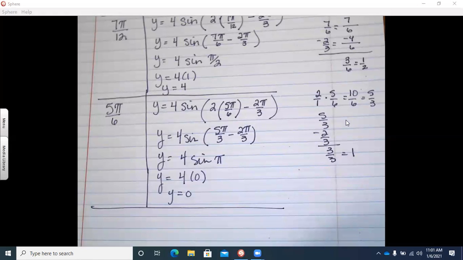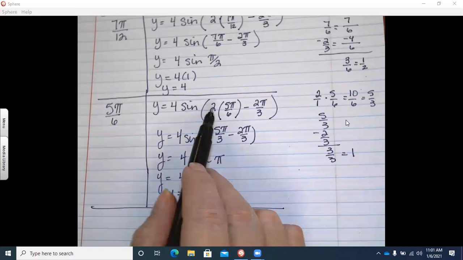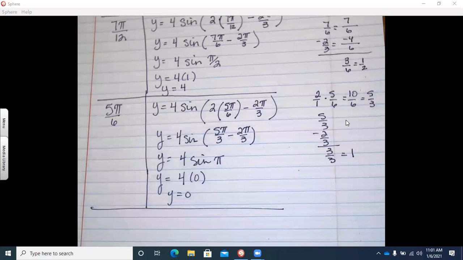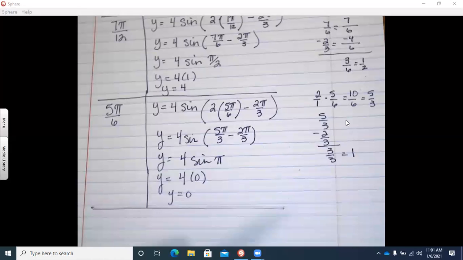2 times 5/6. Because a lot of times kids will do 2 times 5 and 2 times 6, when it should be that 2 actually has a 1 under it, you know. So if you got that one right, go ahead and complete the other points, and then we can compare. So for 5/6 pi, my y was equal to 0. And I'm just going to do the other two quietly. I want you to do them too. Just make sure, check along the way.